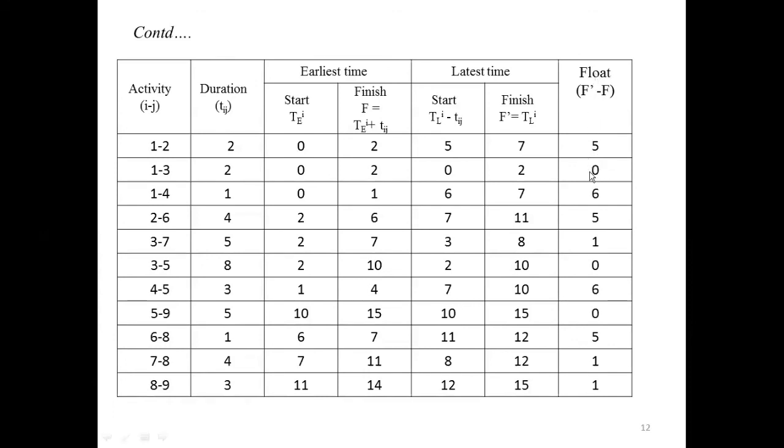After calculating the float value, you need to identify where we have 0. Here you have 0 for the activity 1-3, so you have to write a star mark. Similarly, next 0 we have for the activity 3-5, here you have to write a star mark. Then next we have 0 for the activity 5-9, here you have to write a star. Once you don't have any 0, you need to stop.